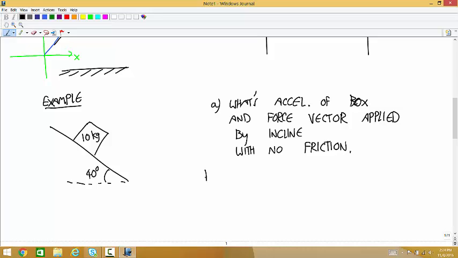And then second, we're going to calculate those same things. What's the acceleration of the box and the force vector applied by the incline with a coefficient of kinetic friction of 0.1.